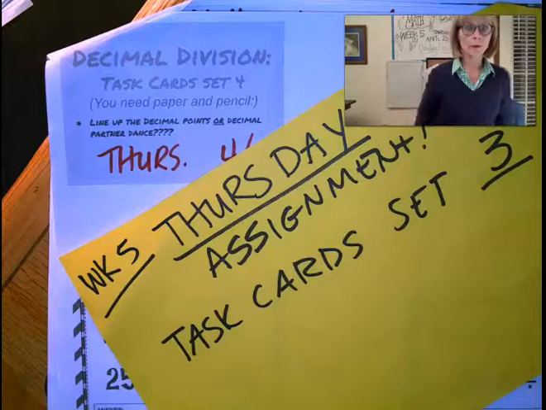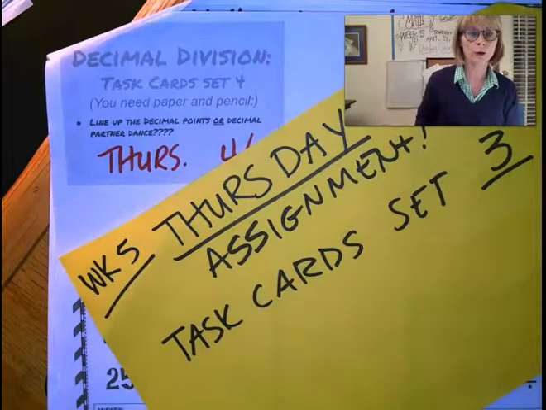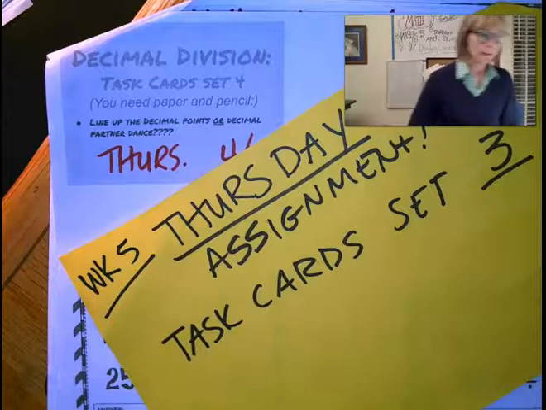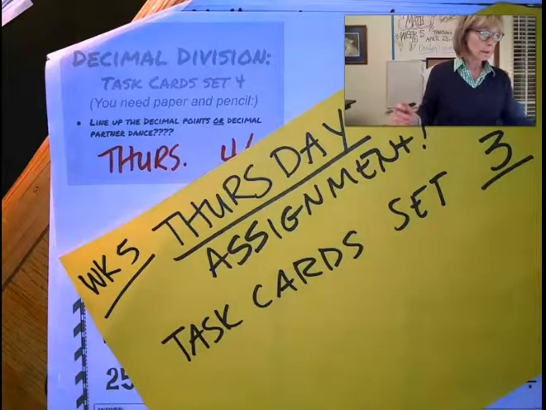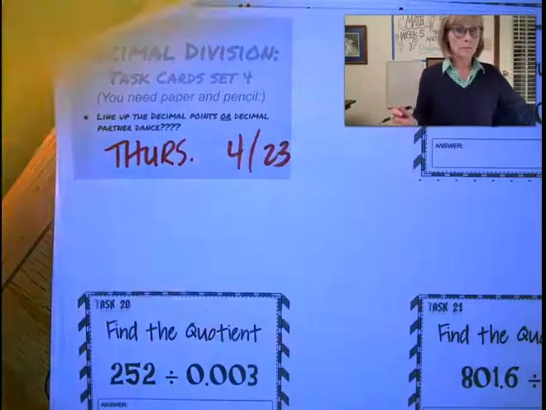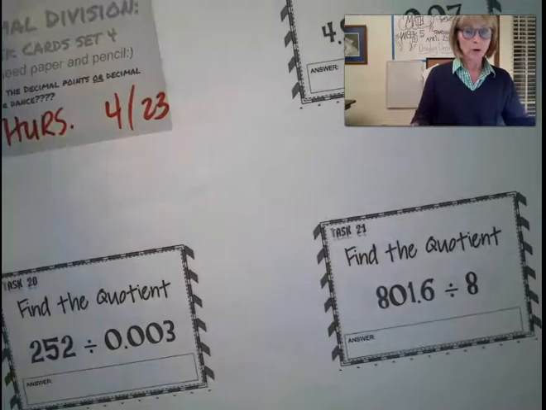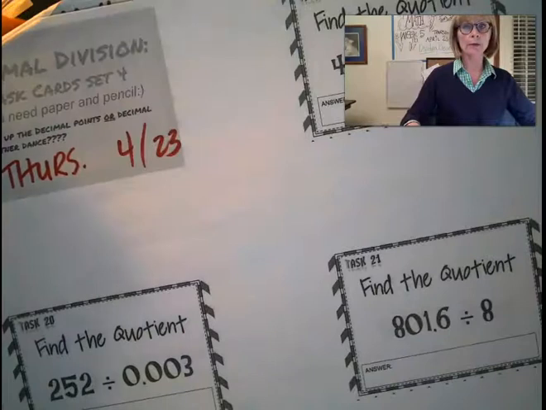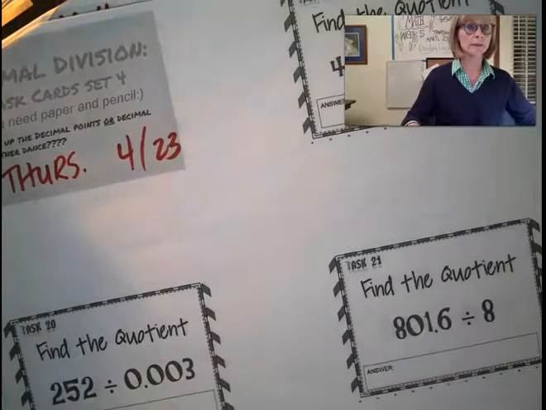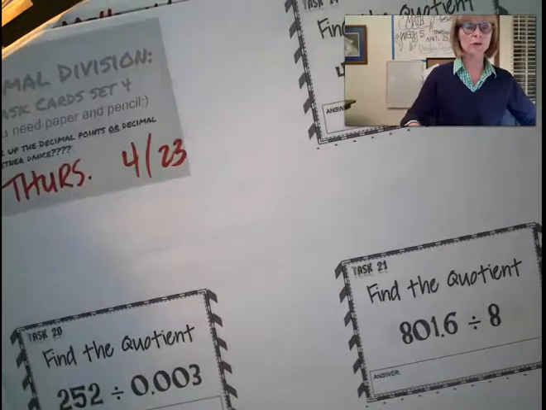Hey kids, we're going to take a quick look at Thursday's assignment on decimal division. It's task card set 3. It is another Google slide, and there are about 7 of these task cards in that set to do. There are 4 types of problems that you're going to come across, and we're going to quickly go over those to make sure that everybody is getting that decimal point in the right place so that your answers are accurate.